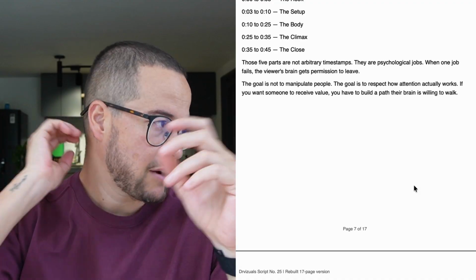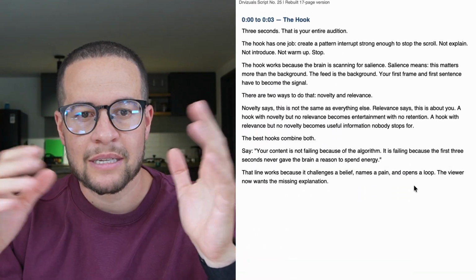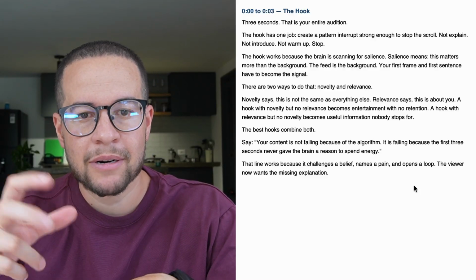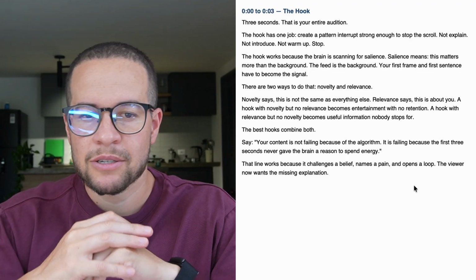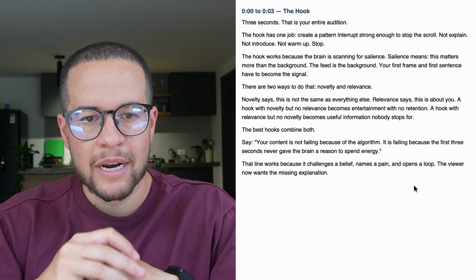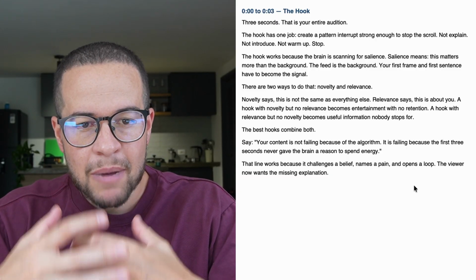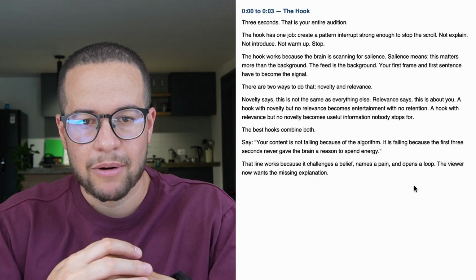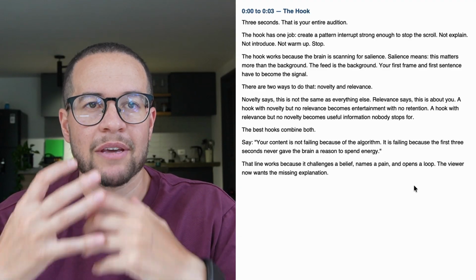So let's break it down. The hook, 0 to 3 seconds. 3 seconds is the entire audition. The hook has one job: create a pattern interrupt strong enough to stop the scroll. Not explain, not introduce, not warm up, stop. The hook works because the brain is scanning for salience. Salience means this matters more than the background. The feed is the background. Your first frame, your first sentence have to become the actual signal.